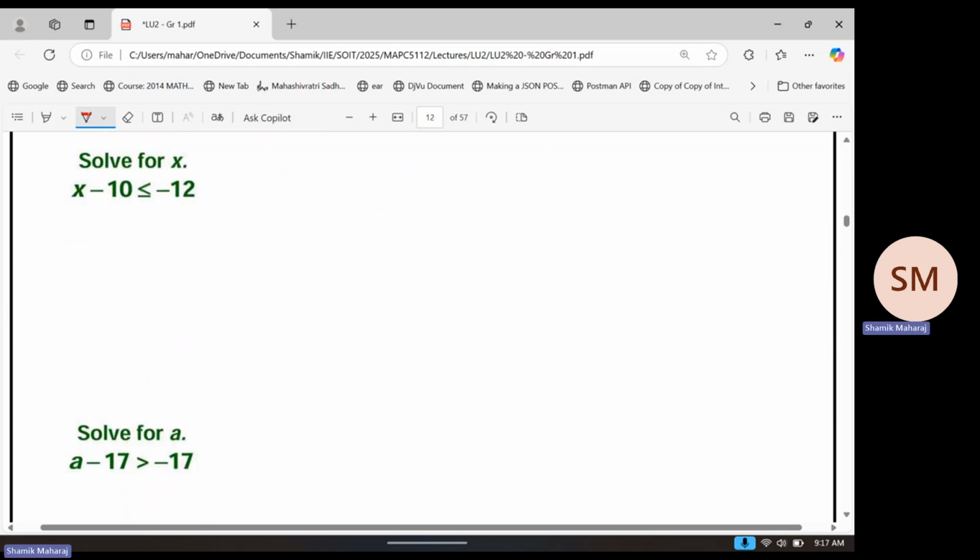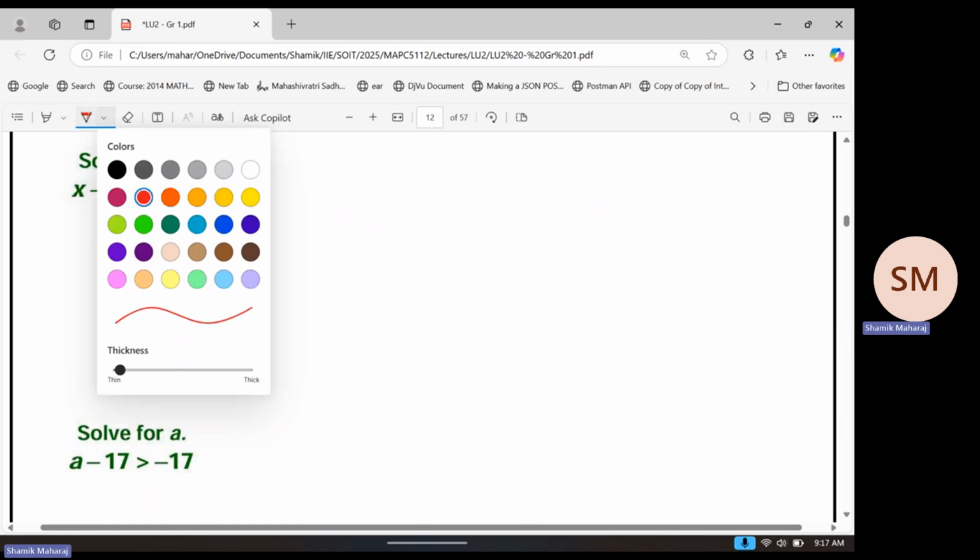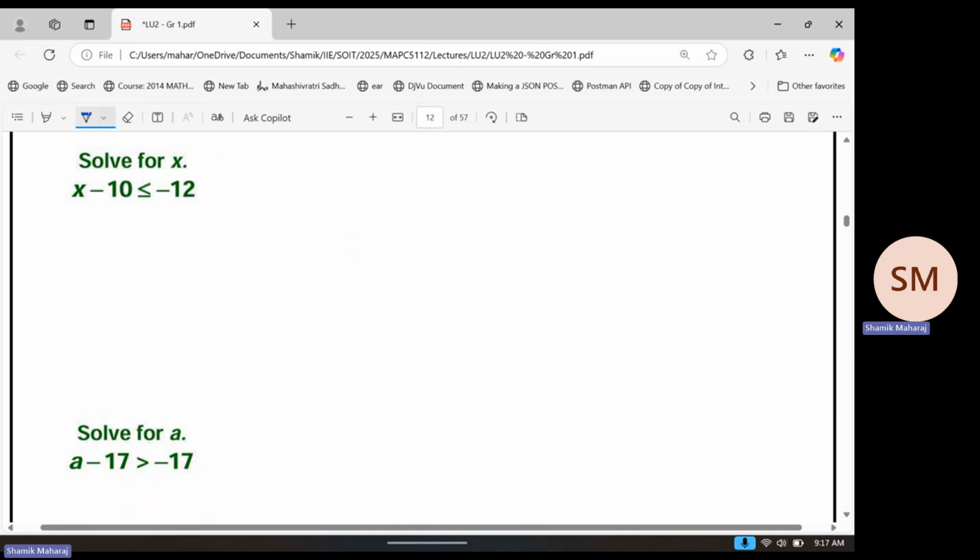Okay, and one example to show a colored-in circle, I guess. So this one here, I'm just going to do this one quickly, right? You guys can try and do it with me if you want. Let's make it fun. Let's have a race and see who finishes first. 3, 2, 1, go. This one on top. Guys are competitive here. Very good. x minus 10 less than or equal to minus 12.